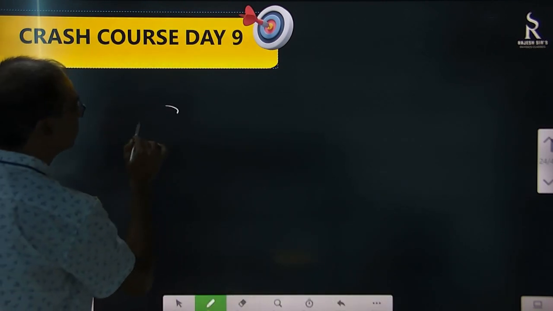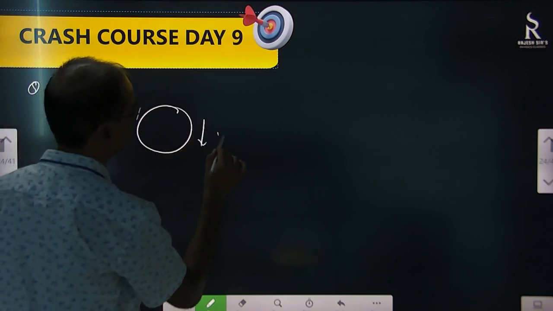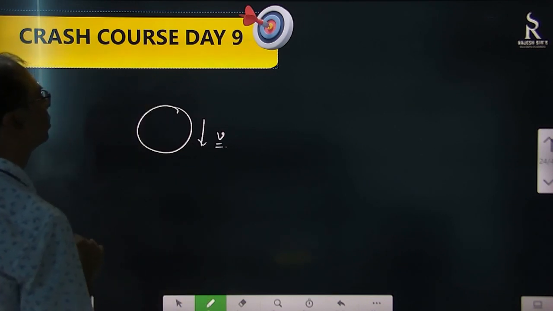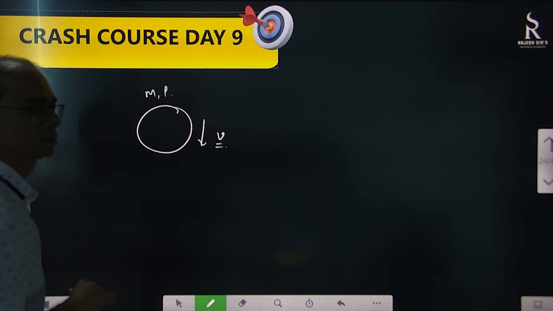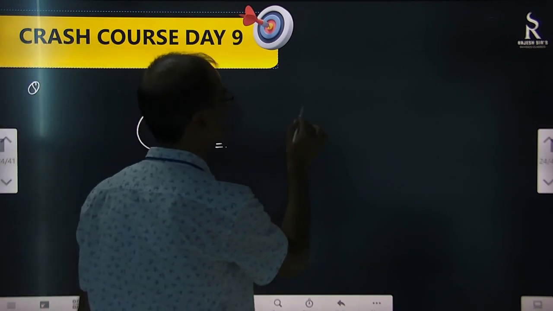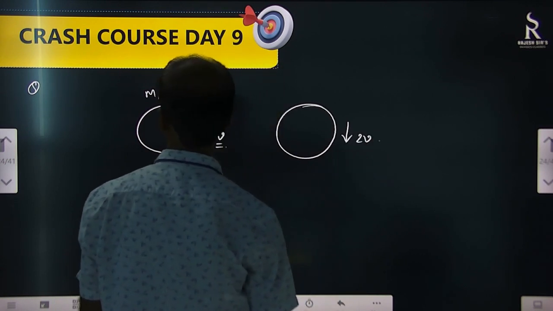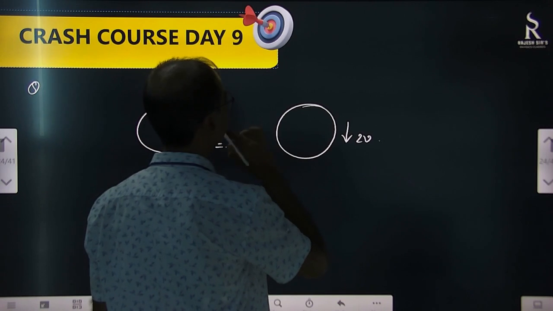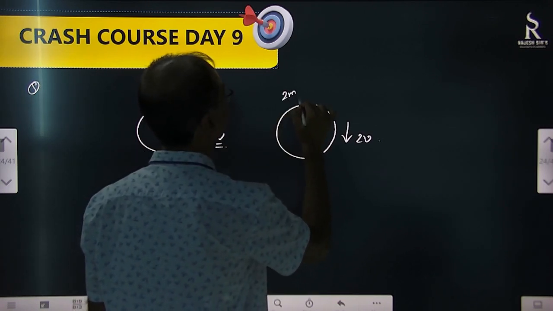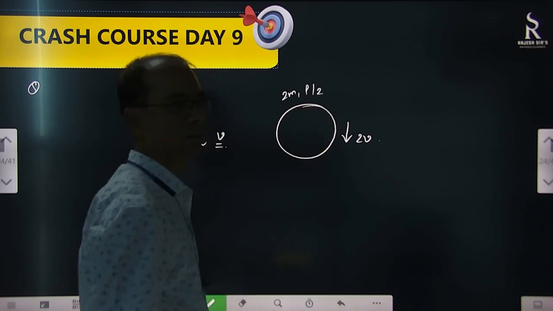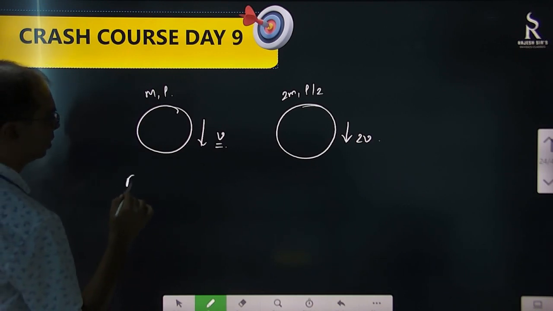Suppose this is going down with V. Its mass is given as m and density is given as rho. And this one is going with 2V. Its mass is 2m and density rho by 2. Something like this. Now the same question is asked: what is the ratio of the viscous force on the two?